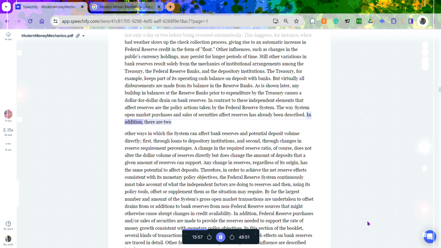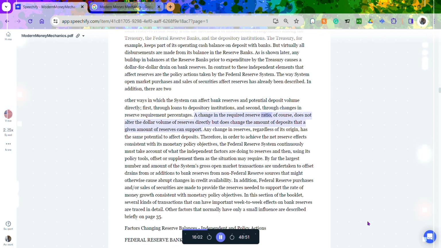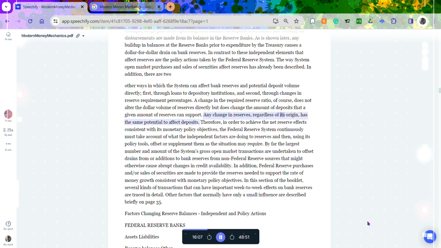In addition, there are two other ways in which the system can affect bank reserves and potential deposit volume directly. First, through loans to depository institutions, and second, through changes in reserve requirement percentages. A change in the required reserve ratio, of course, does not alter the dollar volume of reserves directly but does change the amount of deposits that a given amount of reserves can support. Any change in reserves, regardless of its origin, has the same potential to affect deposits.